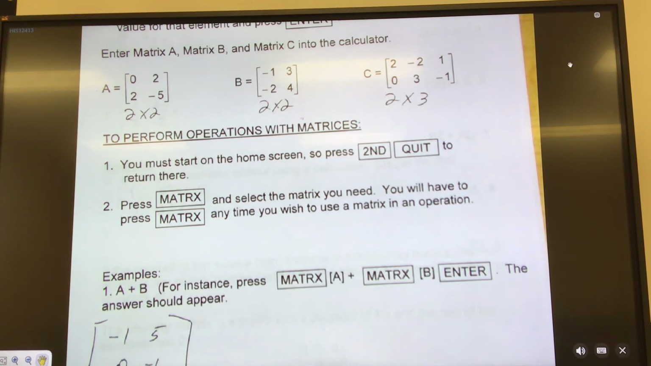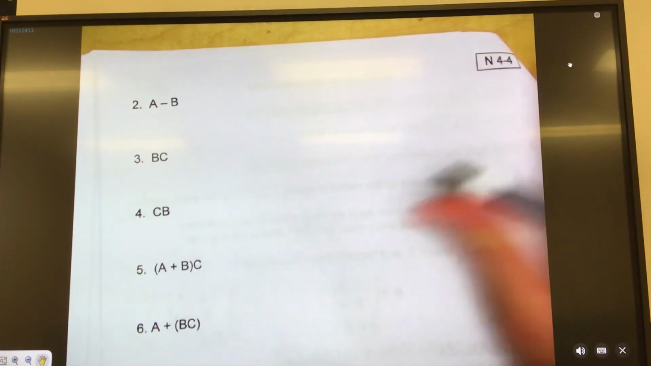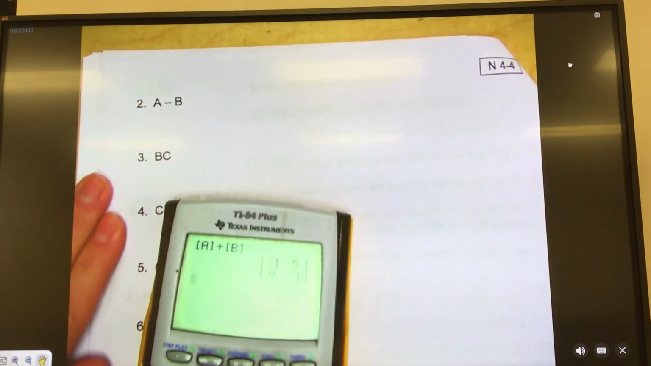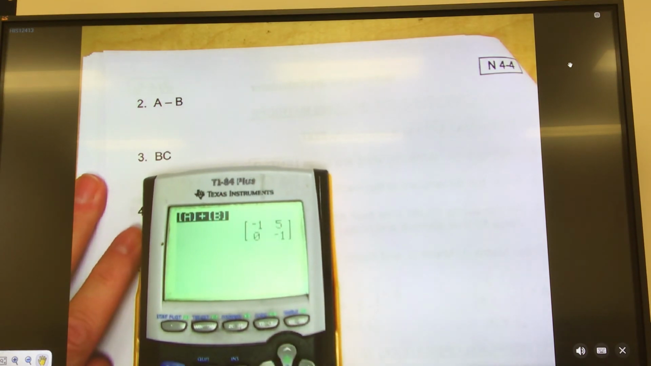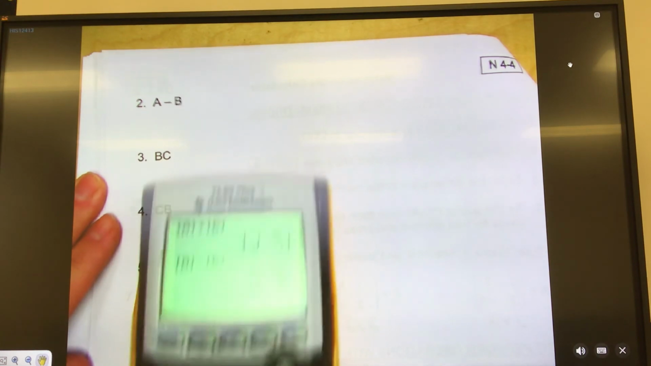So, now, going on to number 2. Number 2 is subtraction. Here's a quick trick to be able to do number 2. I can take my calculator, which is already set up as an A plus B for the matrix, and I can copy and paste it here, and then go over and just change it to subtraction and hit enter, and it gives me my solution, which is 1, negative 1, 4, negative 9.